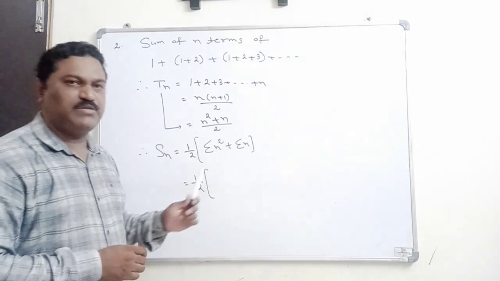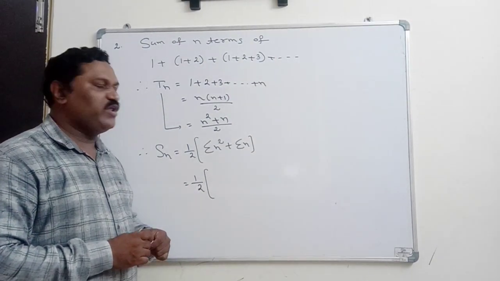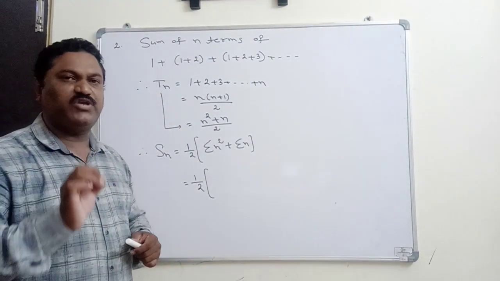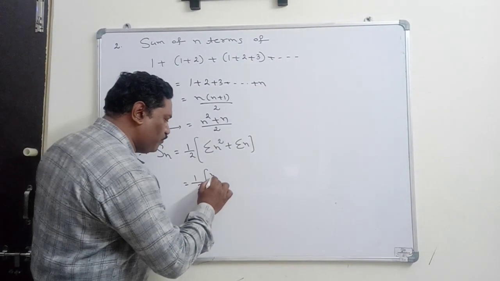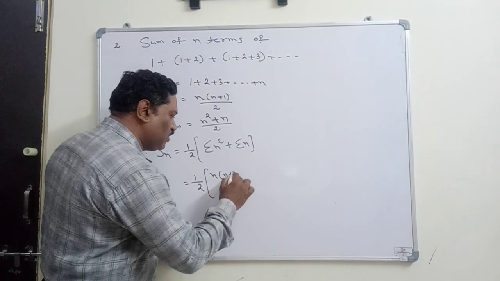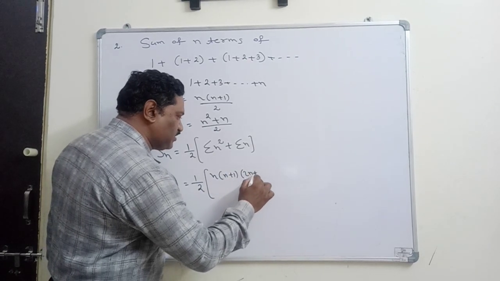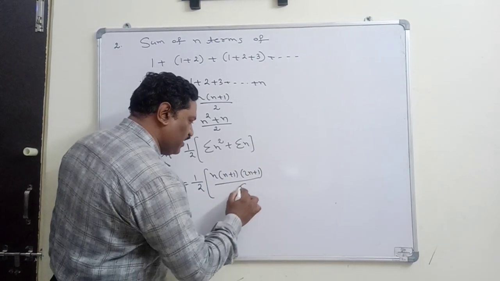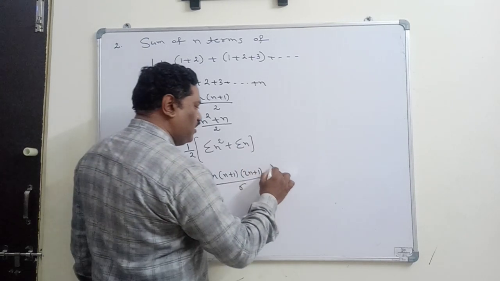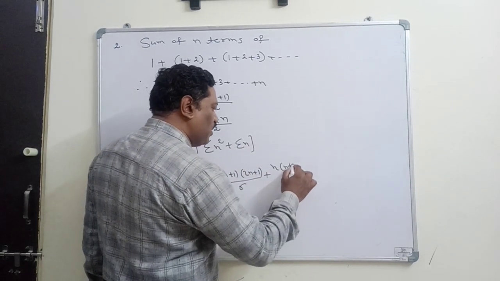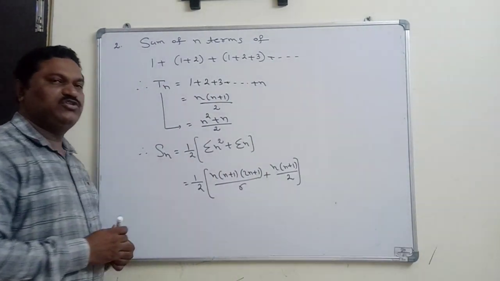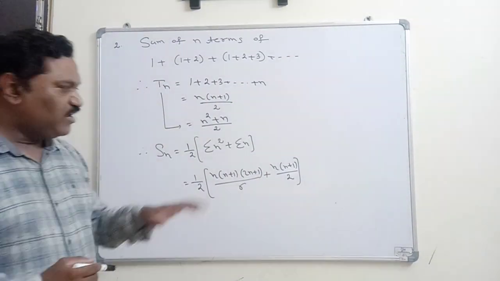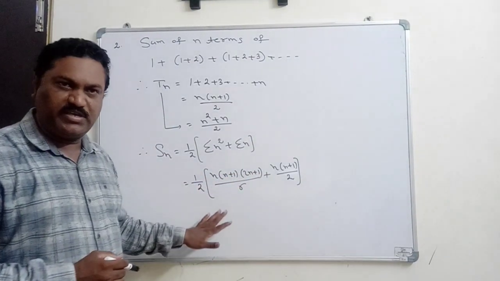The first term is sigma n square, that is going to represent the sum of the first n square natural numbers. The formula for it is n into n plus 1 into 2n plus 1 by 6, plus sigma n, it is n into n plus 1 by 2. So those are the two formulas. Then we have to simplify this carefully.